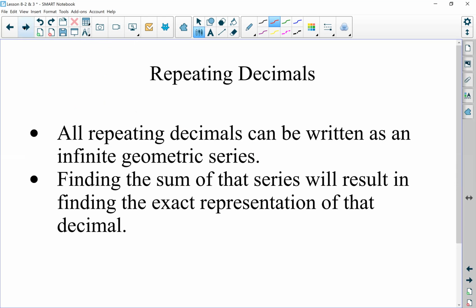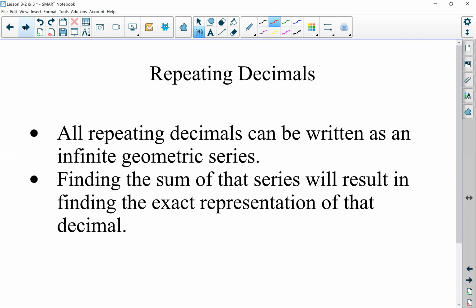One of the more interesting applications for geometric series are repeating decimals and writing repeating decimals in fraction form. So all repeating decimals can be written as an infinite geometric series, believe it or not. Finding the sum of that series then would result in finding the exact representation of that decimal, or the fractional representation of that decimal. I'm actually going to show you 2 ways to do it.